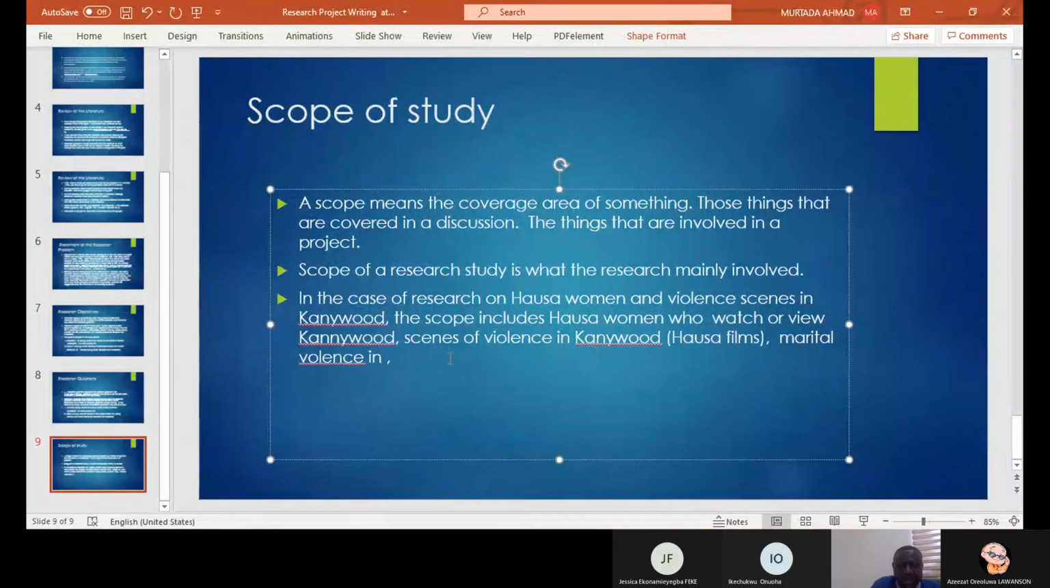In the northern society, in Hausa society in Nigeria, it's part of it. Then the film that you have selected for study, you have to mention the film.